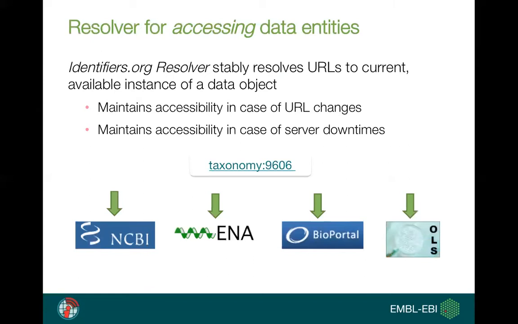So for example, if you have taxonomy:9606 and you pass it into the Identifiers.org resolver, most likely you will be redirected to NCBI, because we record this as the primary resource, and also NCBI resources have high uptime values.